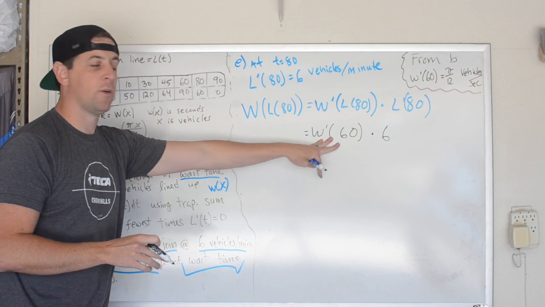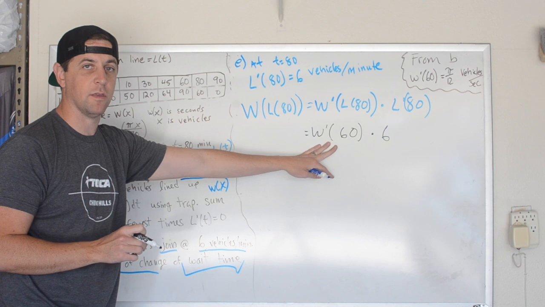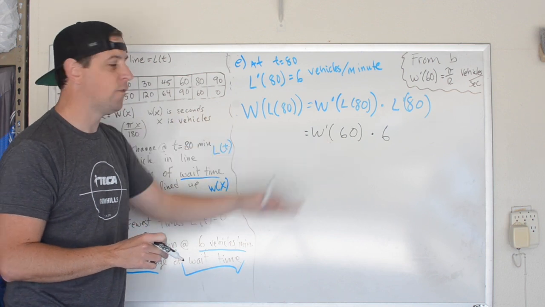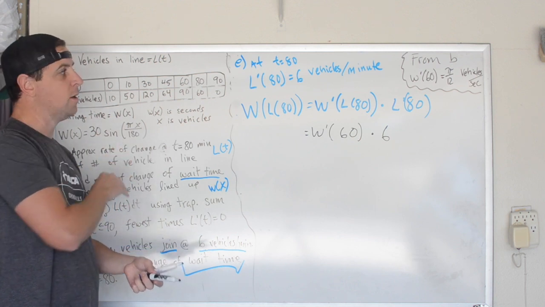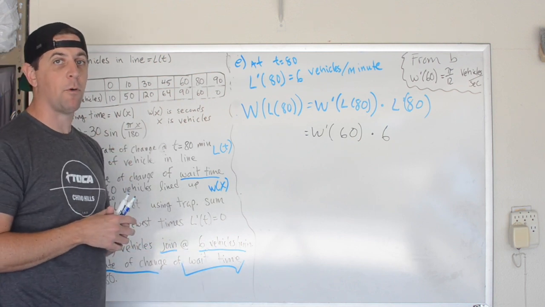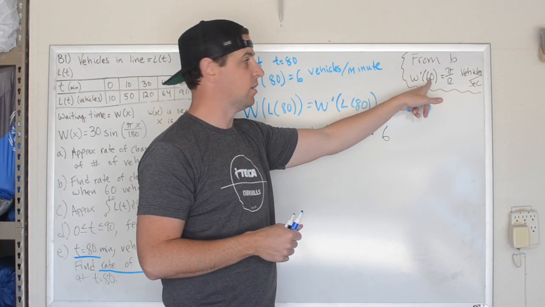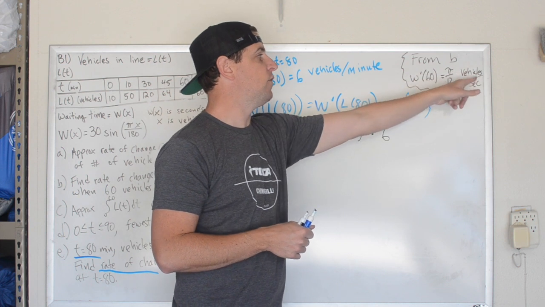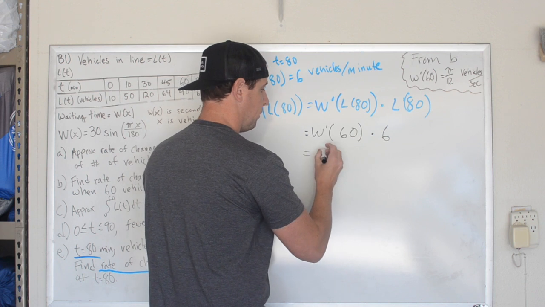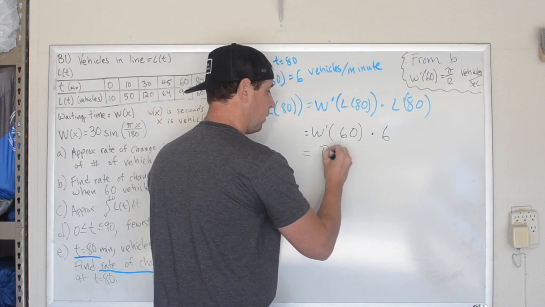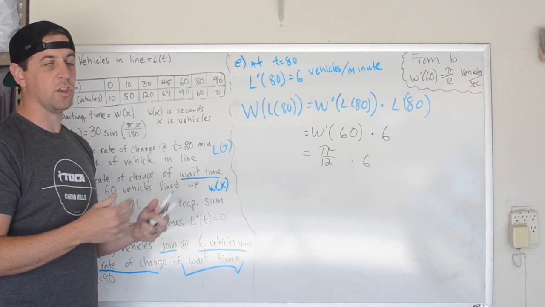Now, W prime of 60. This is where a lot of the AP problems are pretty infamous, where they say, go find W prime of 60. Be careful, we don't want to go back and find the derivative of all this again. We already found the derivative in part B of our problem, and we evaluated that derivative at 60 vehicles in line, and we got pi over 12 for part B. So this is going to be pi over 12 times 6. And now we need to put our units in here.